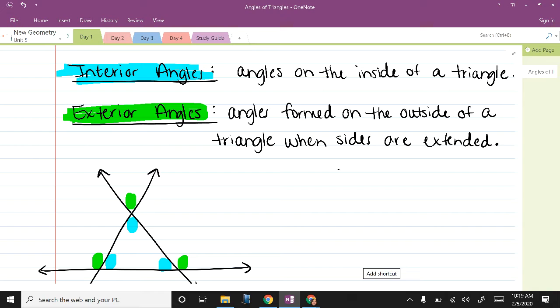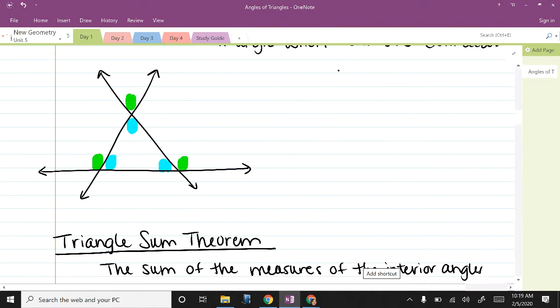So those are my blue ones on my picture. And the exterior angles, if you extend the lines of the sides of the triangle, then those are the angles formed outside of the triangle. Notice that these two form a linear pair. Y'all see that? And these two form a linear pair. What do these two form? They're vertical angles. Interesting.